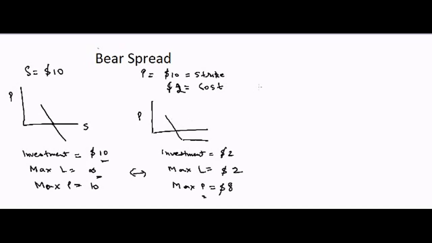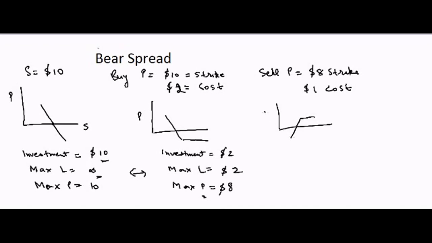So in this case, here you buy the put. So let's say that you sell the put at $8 strike, which is priced at $1 cost, right? So the profit chart will look like this. You make money if the stock price goes up, and you lose money if it goes down. This is profit, this is stock. So you are selling the put, whereas here you are buying the put, right?